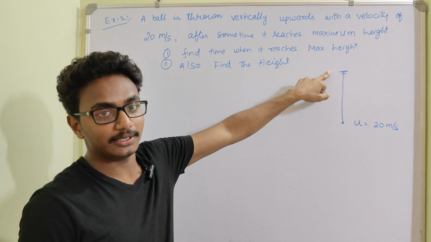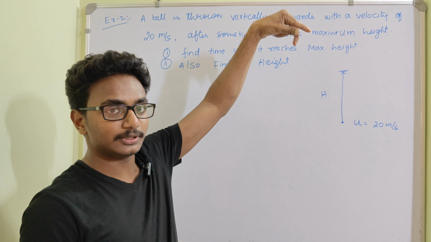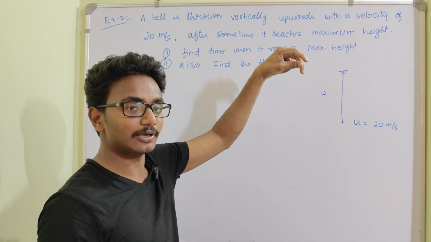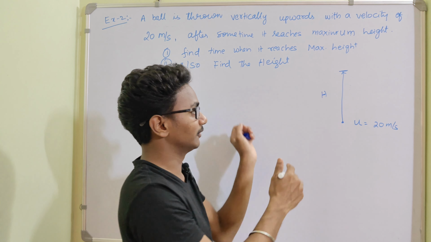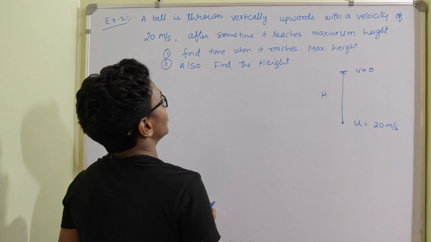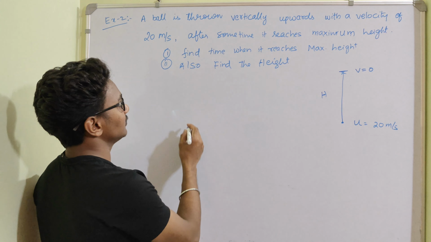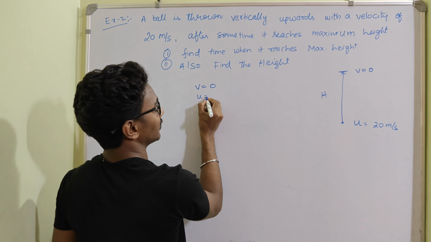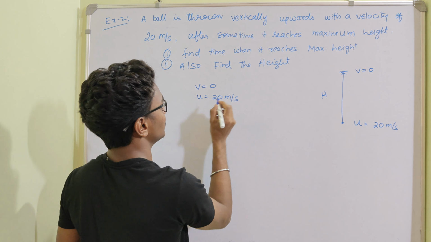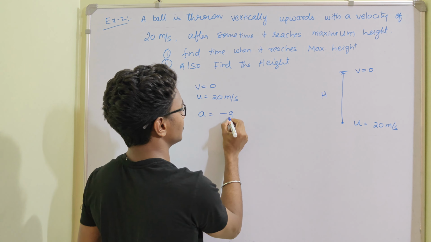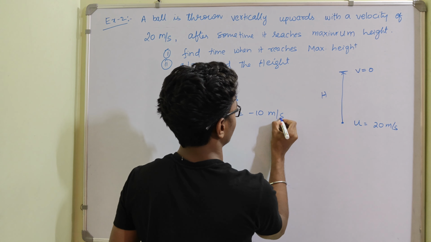When it reaches the maximum height, its velocity becomes 0. Then it started coming down. At maximum height, final velocity is 0. Now from sign convention, in upward direction, both velocities are positive. v is 0, u is 20 meters per second. You don't need to change. Acceleration is negative because it always acts downwards. That is minus 10 meters per second square.